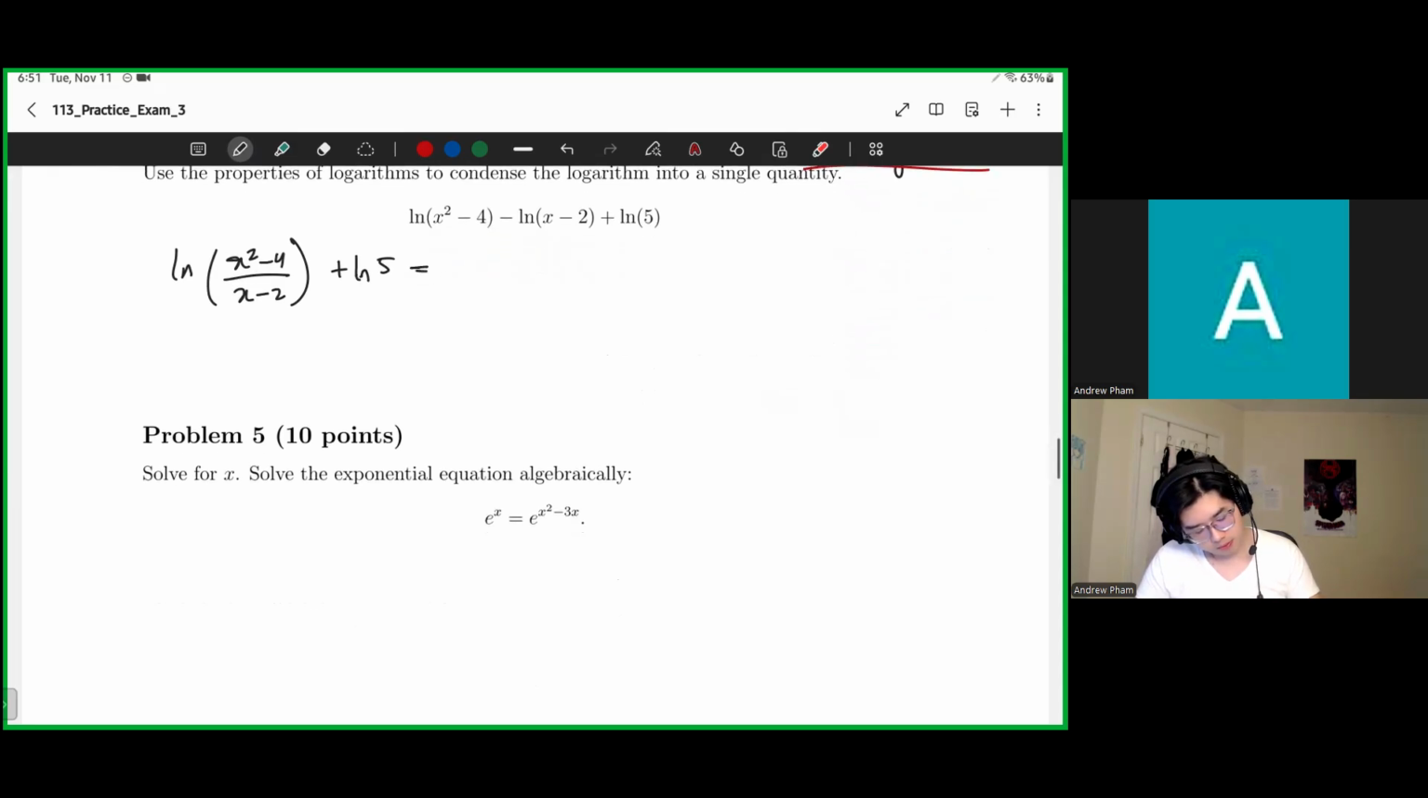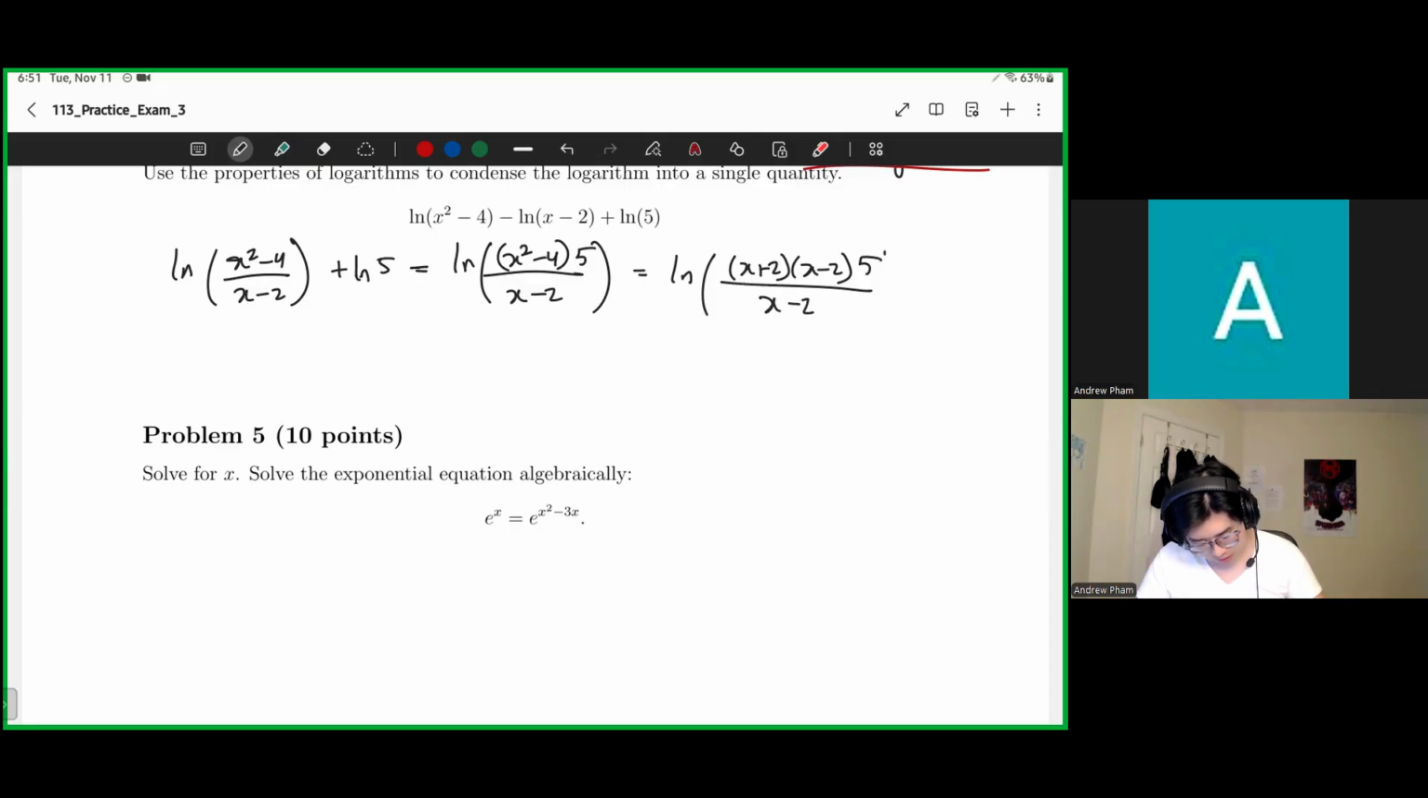And then I have addition, so product rule. So ln of (x squared minus 4) times 5 over (x minus 2). But again, the difference of squares gives me (x plus 2)(x minus 2) times 5 over (x minus 2). So the x minus 2 goes away. So your final answer is ln of 5 times (x plus 2), like so.